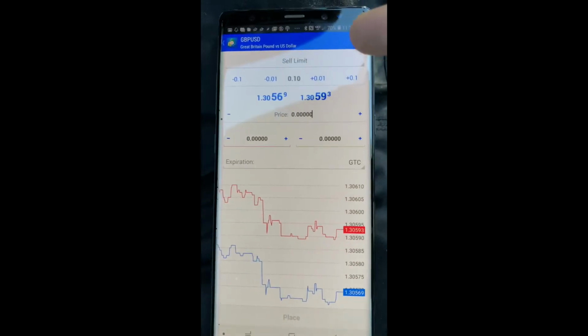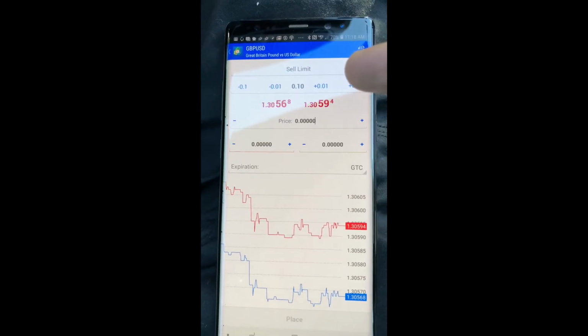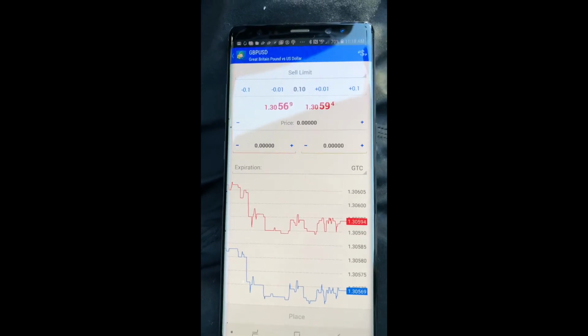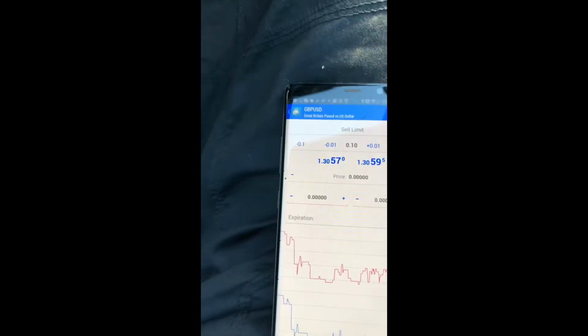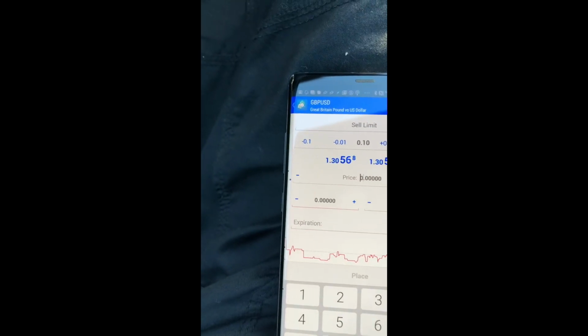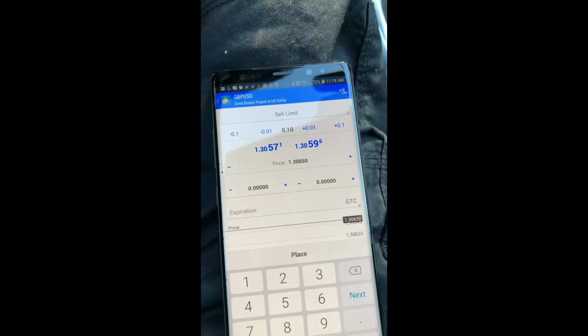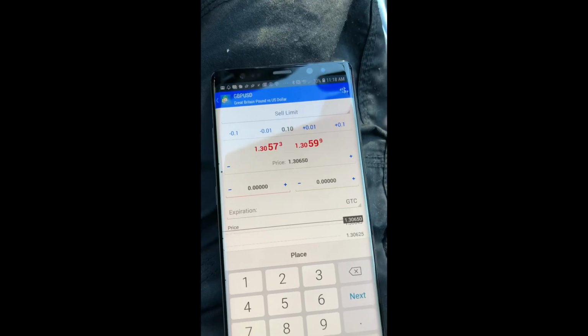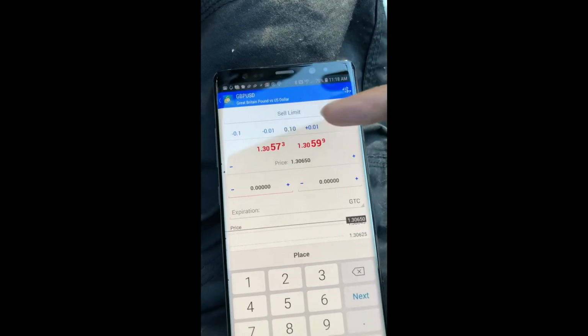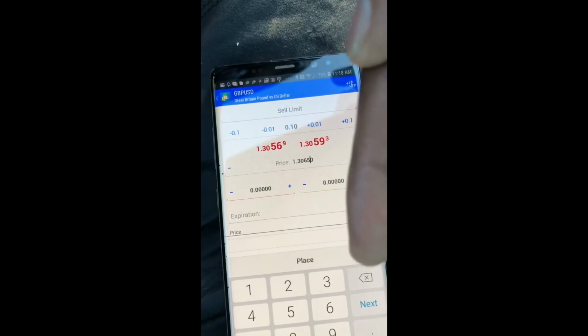So the current ask price is 1.3056. That means my entry price would need to be above the current price. So now I actually can enter 1.3065. Now my entry price is above the current price. The price is going to go up and then come back down for the sell.